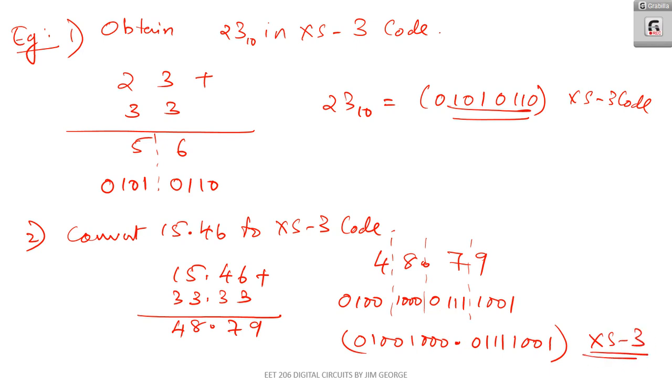Hope you have understood how you are getting the Excess-3 code. Now, if you are given the Excess-3 code, how will you find the corresponding decimal number? The Excess-3 code will be given, and you need to find which number it was transformed from. So, converting the Excess-3 code back to a decimal number.